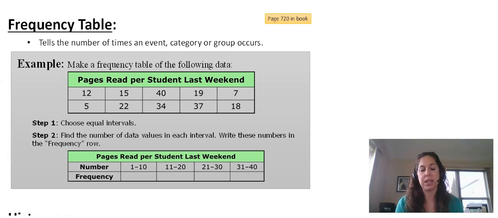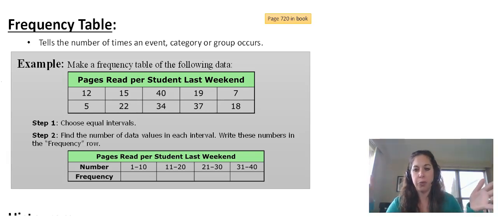So let's look at this example. We're going to make a frequency table of how many pages were read per student last weekend. We have these 10 students, and instead of looking at the individual data, I want to group them. I'm going to group them in groups of 10, and the reason is I have numbers between 5 and 40. So for me, intervals of 10 makes sense.